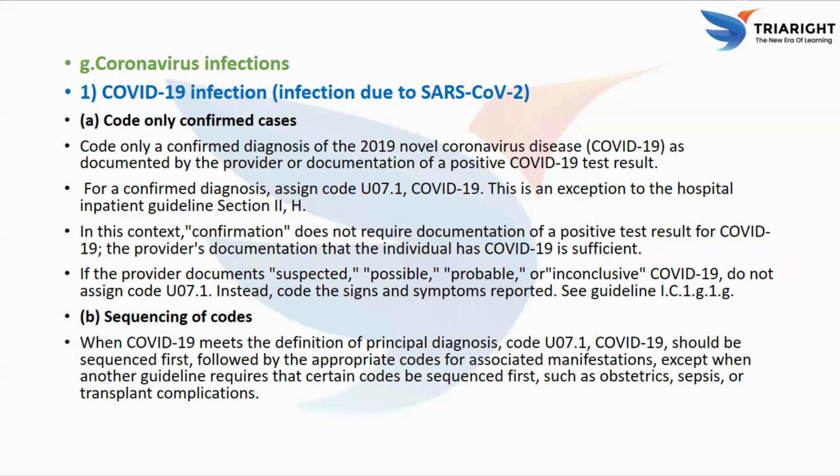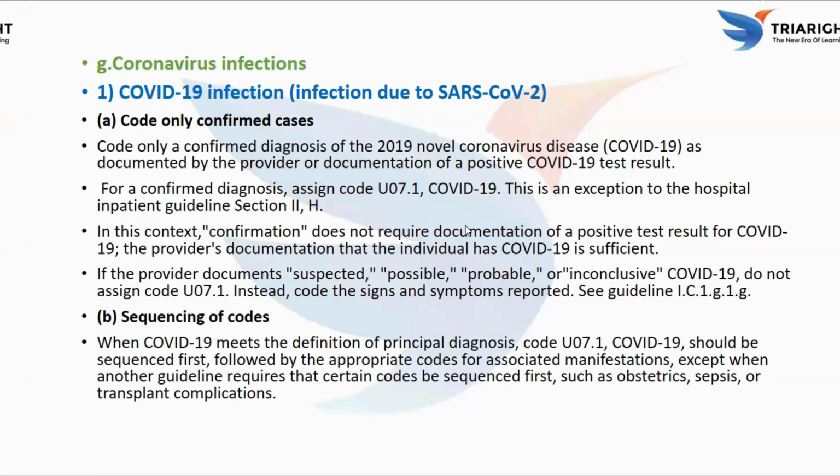So what are the exceptions? In some conditions, other guidelines require sequencing differently, such as obstetric patients, where obstetric codes come first; sepsis due to COVID-19, which follows the sepsis sequencing rules; and transplant complications, where the transplant complication code comes first. So always check the condition-specific guidelines. This is about the sequencing of codes.